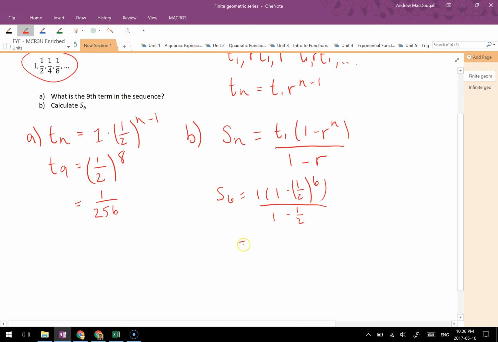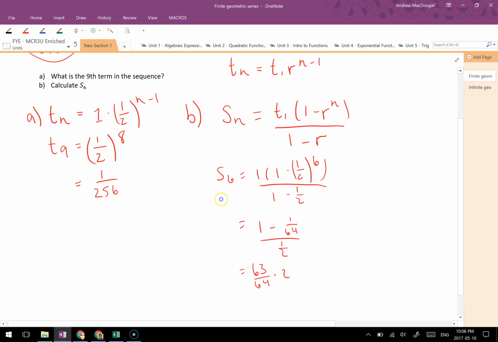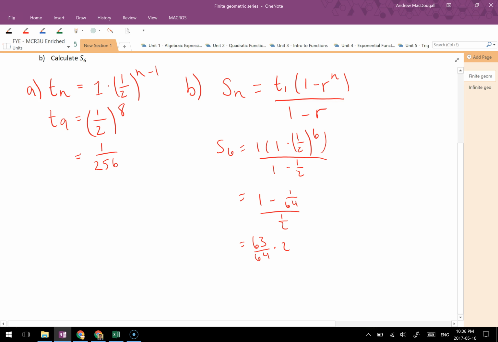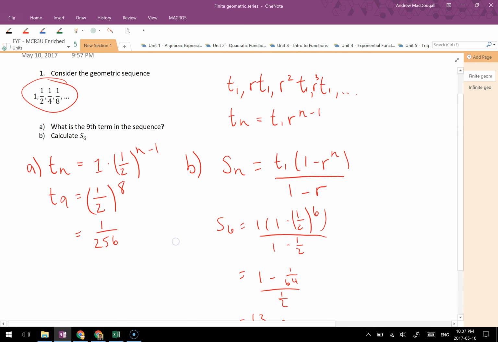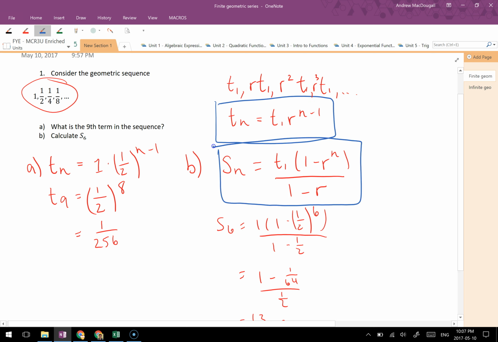Let's simplify that a little bit. So this is 1 minus 1 half to the 6, which is 63 over 64, over a half. If you flip the 1 half to make it multiply by 2, that's 63 over 64 times 2, which is 63 over 32. So that's S6, 63 over 32. It's a number a little bit less than 2. And basically, the two formulas for geometric sequences and series we've covered so far that you have to know are exactly these two formulas.